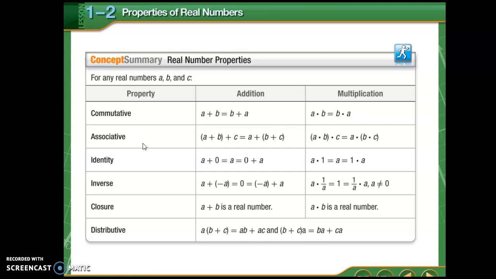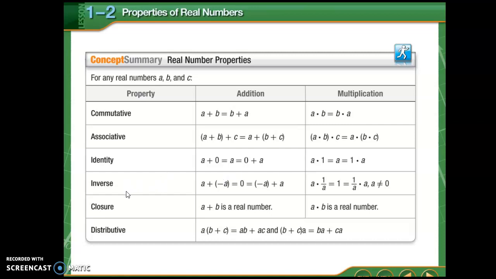Next is associative. When you say associative, the numbers to be added or multiplied are grouped into smaller groups using parentheses. Again, the grouping symbol does not affect the sum nor the product of the numbers. Identity: A plus 0 equals A, the same as 0 plus A. Any number added to 0 is the number itself, so the identity element here is 0. The same thing in multiplication: any number multiplied by 1 is the number itself, so the identity element there is 1.